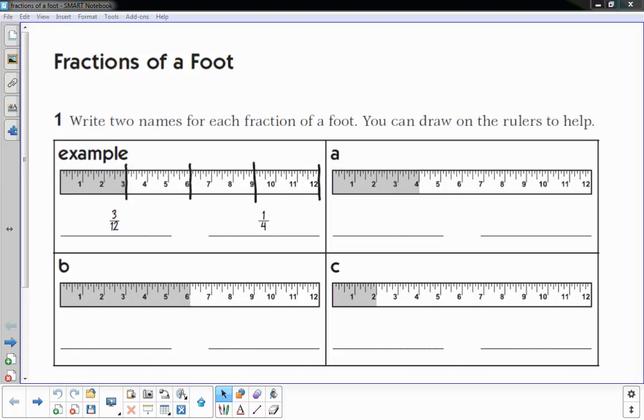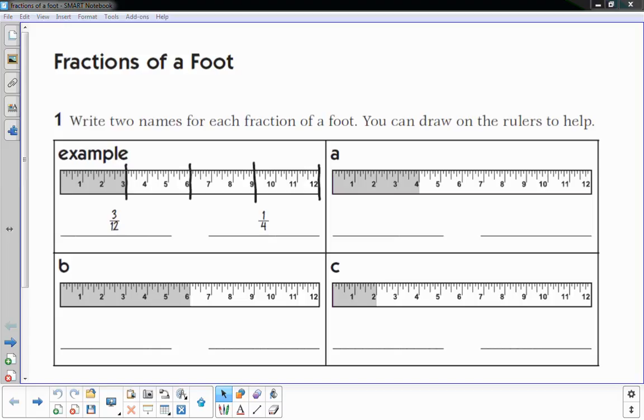One thing you have to understand about a foot as far as length of measure is that it's made up of 12 inches. So basically we'll be working with fractions that are made up of 12 or something that's equivalent to 12. So let's get started.